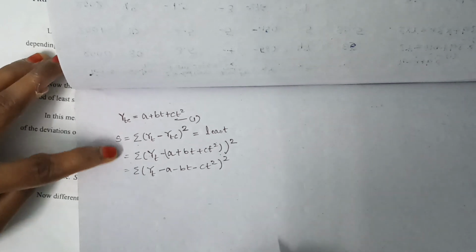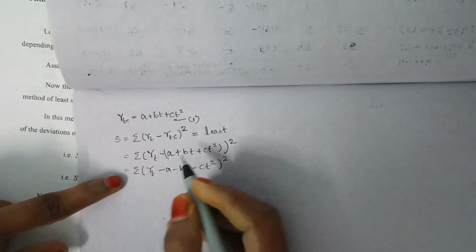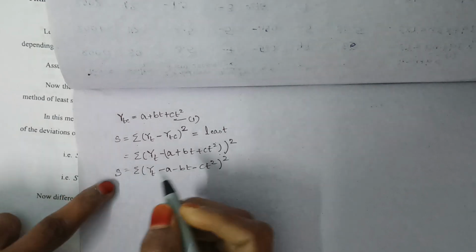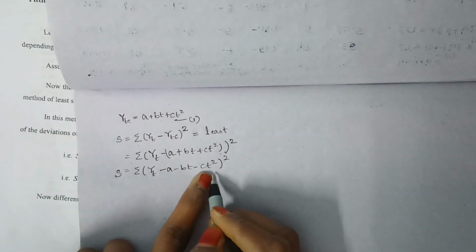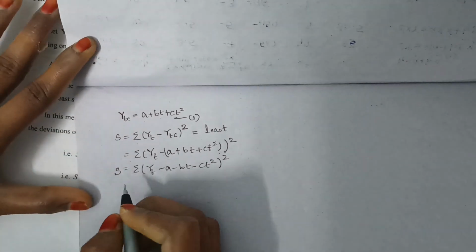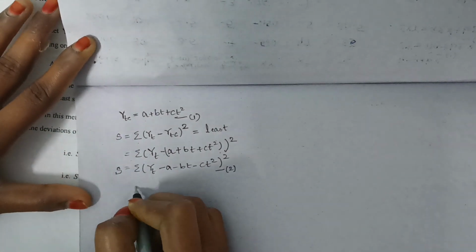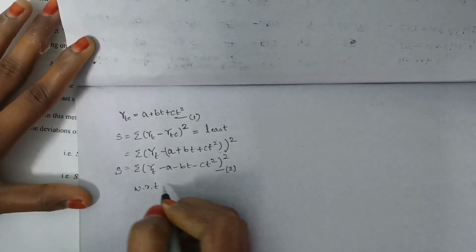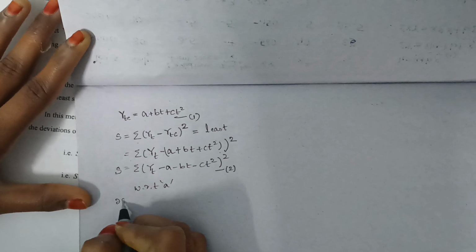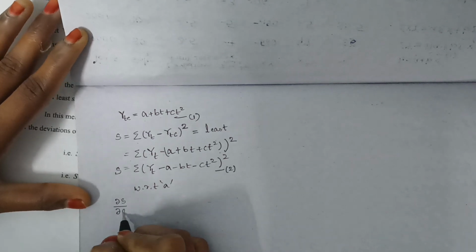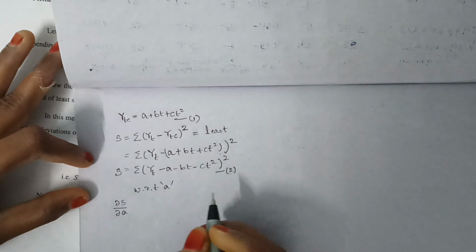After getting this equation, we have to differentiate this equation with respect to a, with respect to b and with respect to c. Let us do that step. Differentiate this equation with respect to a. So we get dou s by dou a. Partially differentiate equation 2 with respect to a.